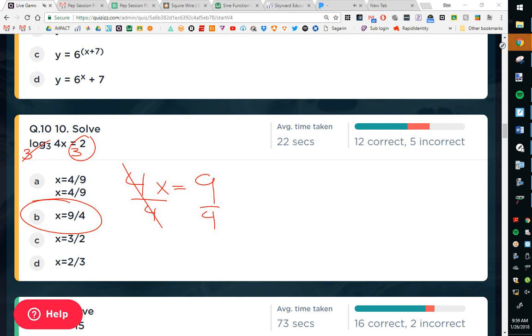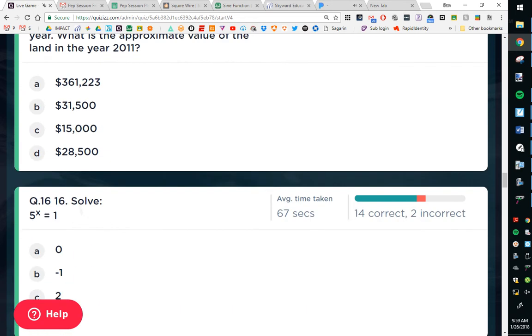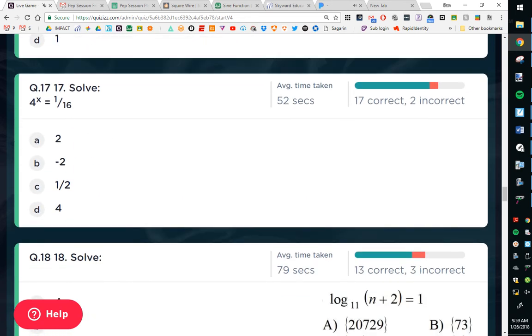17? Yes. On number 17. So 4 to a power equals 1 over 16. It's an exponential problem, so we have 2 ways of solving it. We could take the log of both sides to get rid of the 4, or we could rewrite them with the same base. This is one that makes base rewriting the right way here.